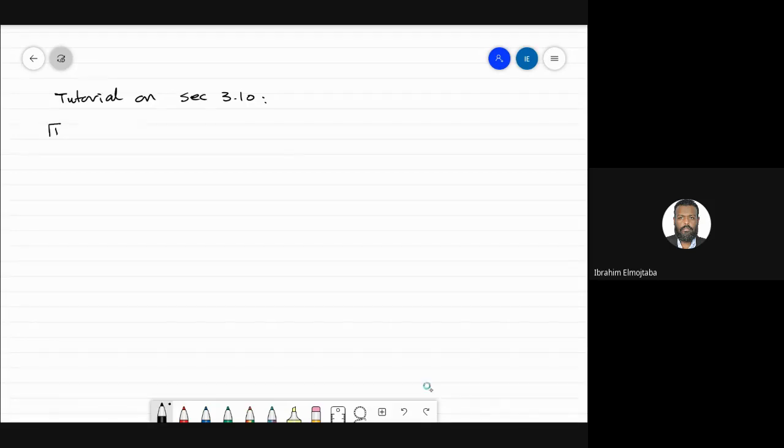So first, I will look at this one. First problem. Find the derivative of y equals hyperbolic sine of e to the power x squared.